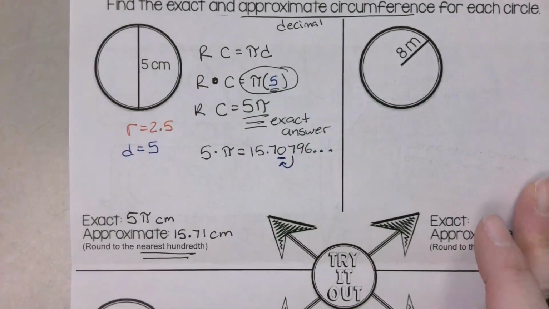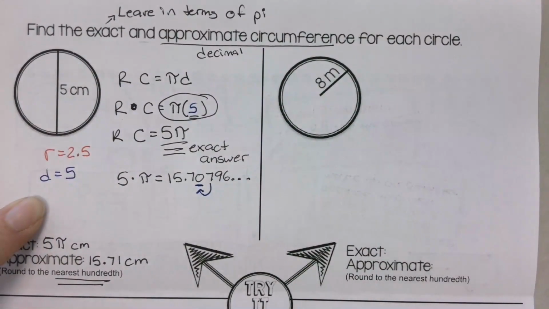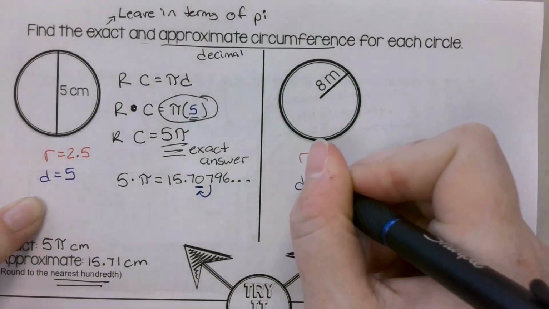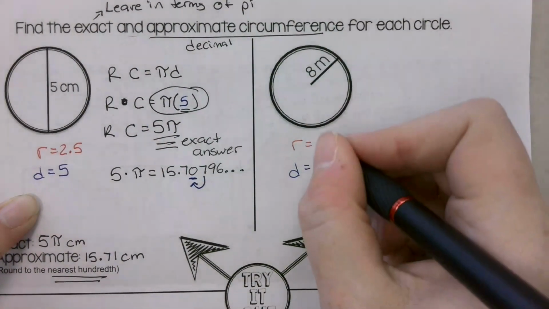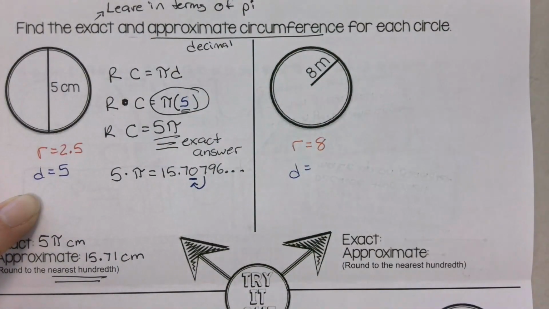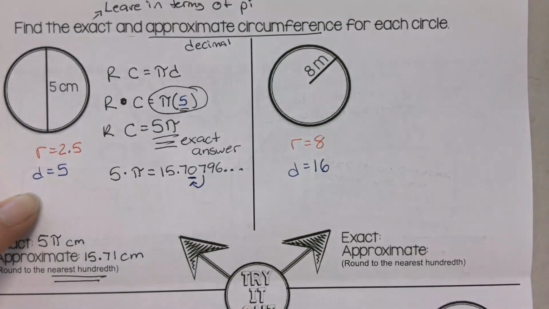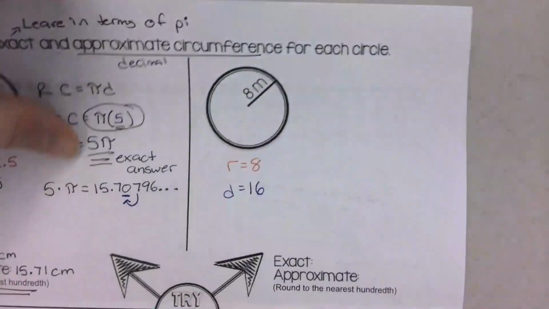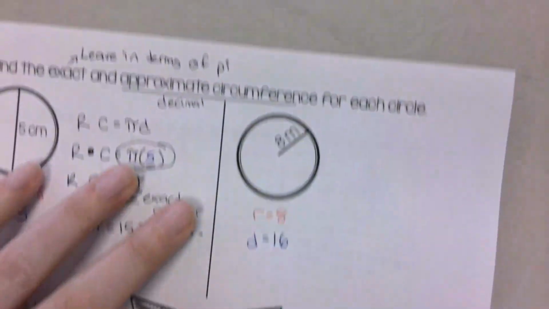All right, now let's do our next circle. Again, the first thing I want to do is write down my radius and write down my diameter. This particular circle gives you the radius. Our radius is 8. In order to calculate our diameter, we multiply that by 2 to give us a diameter of 16. Now, because this circle gave us a radius, I think we should try using this formula. Let's give it a go.